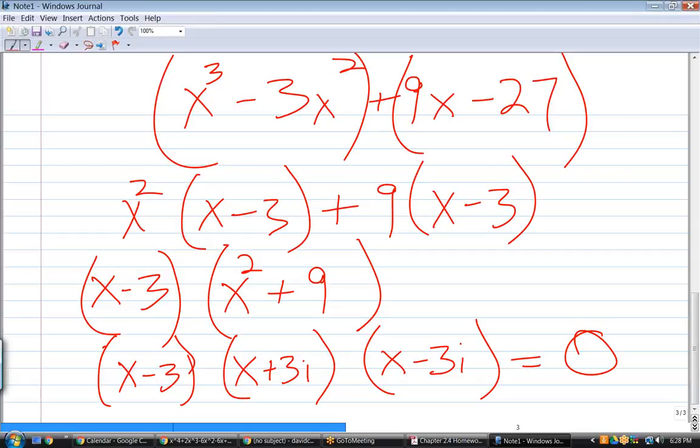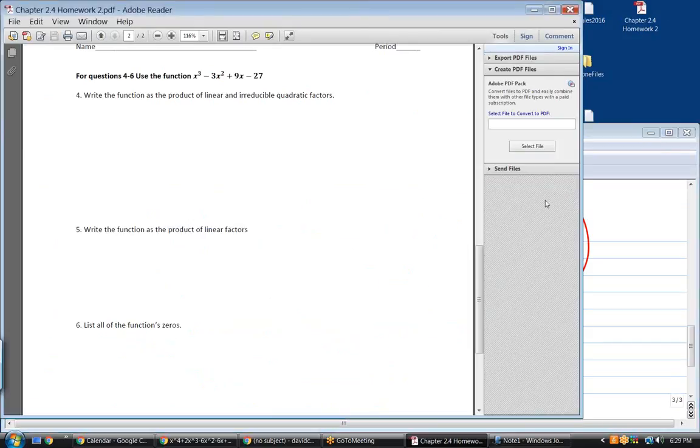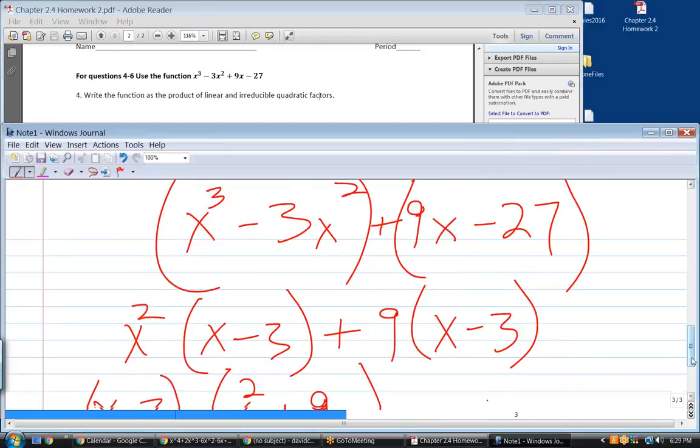The other two factors won't. That's why a lot of times you reduce it down to an irreducible quadratic, because factoring this down to this doesn't show you any more information, really. It doesn't show you any other zeros. So what's the point of doing that? List all the function's zeros, there's only one. X equal 3.